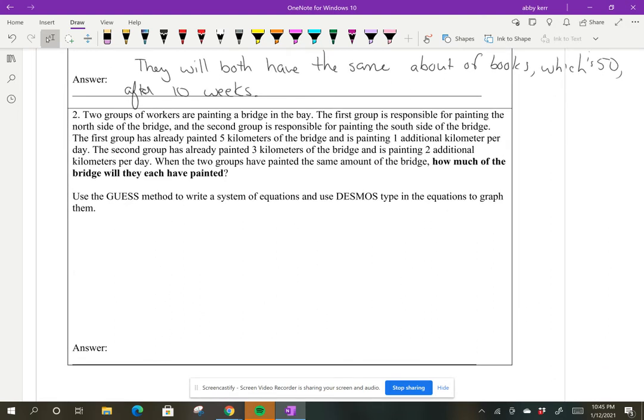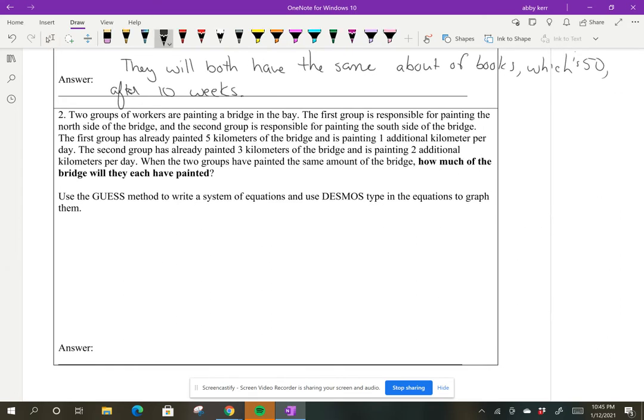Now 2 groups of workers are painting a bridge in the bay. So the first group is responsible for the north side, and the second group is for the south side. So the first group already painted 5 kilometers. So notice that they already painted, so that's our B value. And then 1 kilometer per day. So there's the word per again. So for the most part, that will help you with the slope.